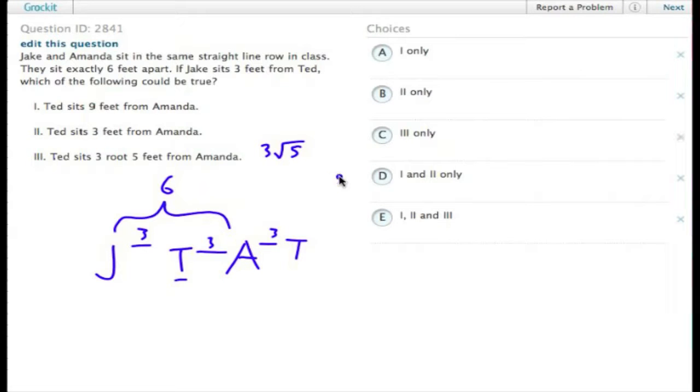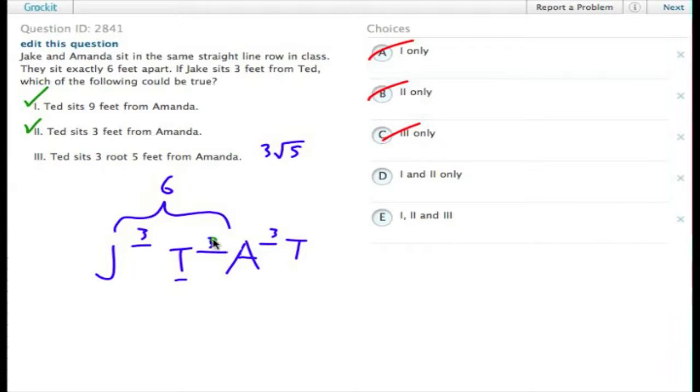So 2 is available. So that checks out. What about 1? Well, if Jake is 6 away from Amanda, and then he's a further 3 feet away from Amanda, Tim here, then he would be 9 feet across or away. So 1 checks out as well. So 1 and 2 only, and 1, 2, and 3 are looking good right now. So we can get rid of A, B, and C.